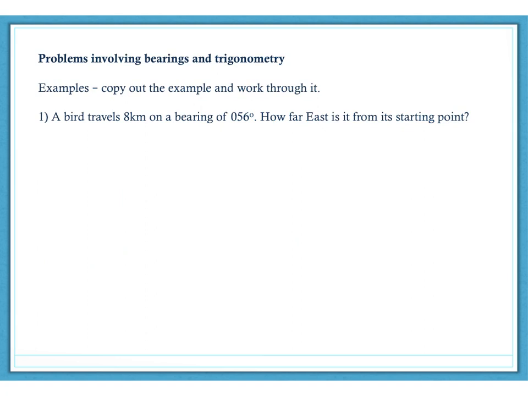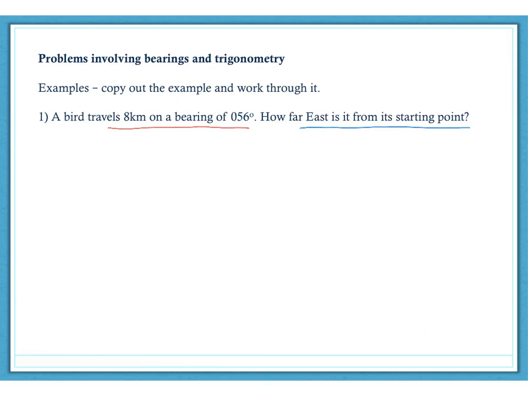We're now going to have a look at some problems involving bearings and trigonometry. In each example, we need to sketch a diagram, look for the right angle triangle, make sure it's labelled, and then use trigonometry appropriately. Question 1. A bird travels 8 kilometres on a bearing of 056. How far east is it from its starting point?